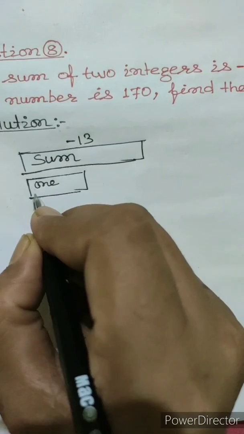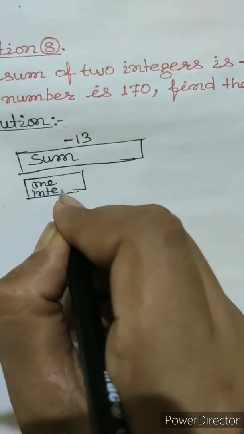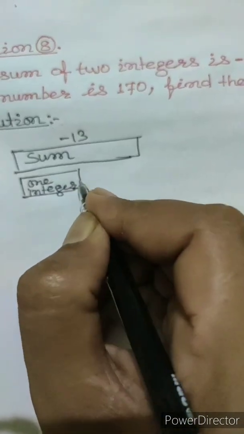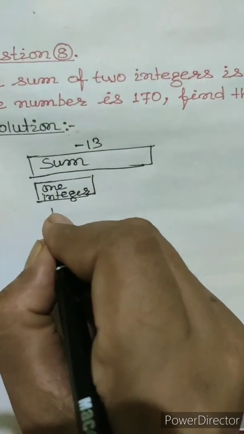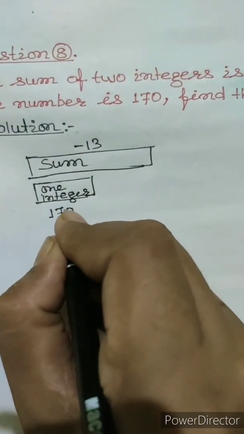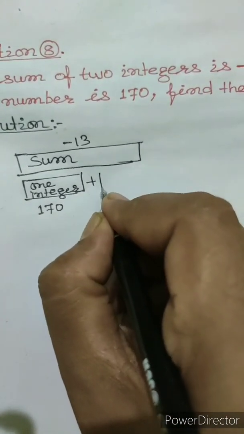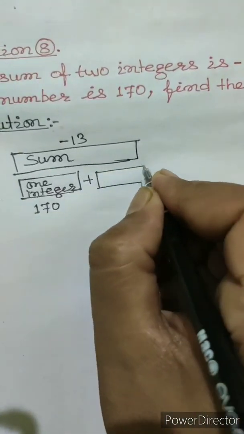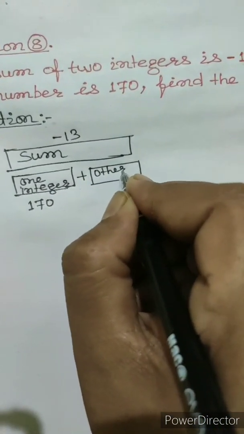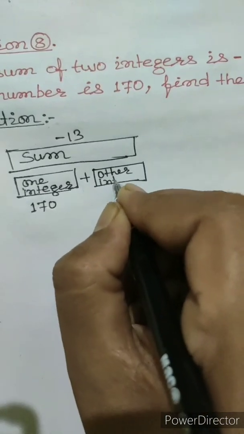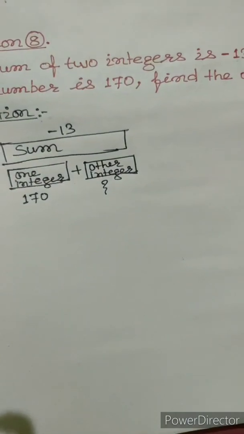One integer, not number, integer. One integer is how much given? 170. One integer is given 170, and the second integer you need to find. Okay, you need to find the other integer. You need to find how much it will be.